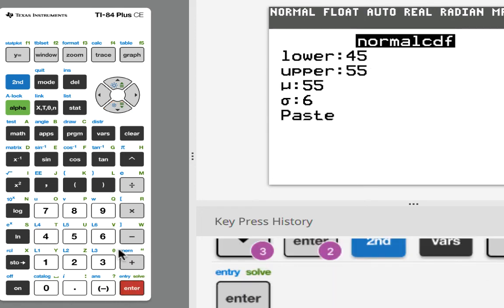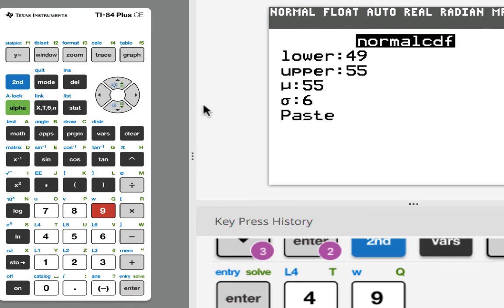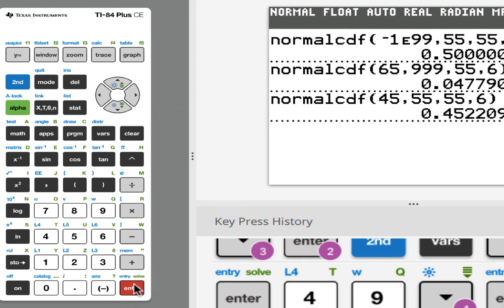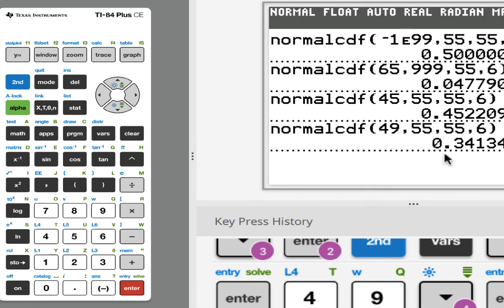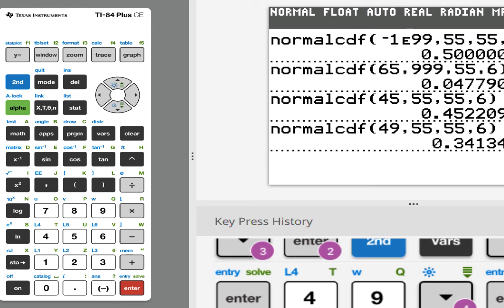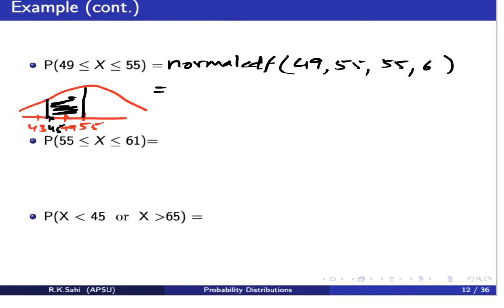Press enter. It's 49. Sorry, I made a mistake over there, guys. 55 and everything is the same. So I'll recorrect that in a minute. Enter. Answer is 0.3413. Okay, I'll make the changes as I said earlier. It's 49, not 45, guys. I wrote it correct, but here, I made a mistake.